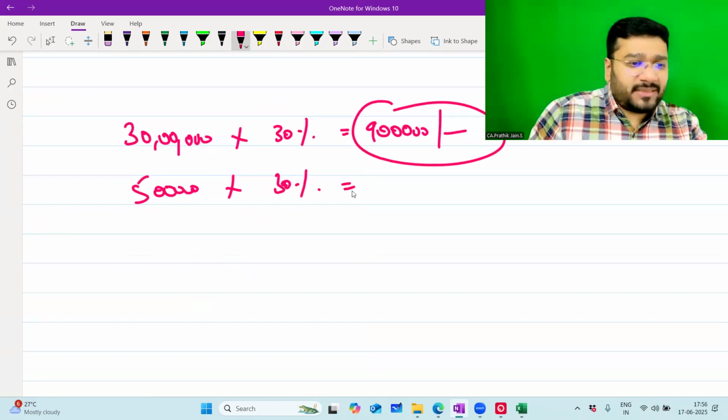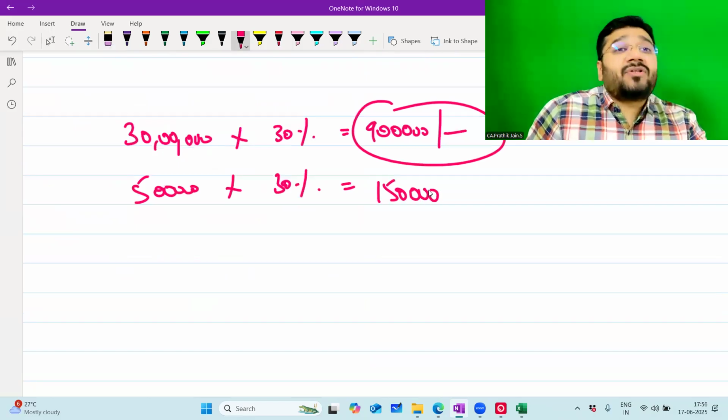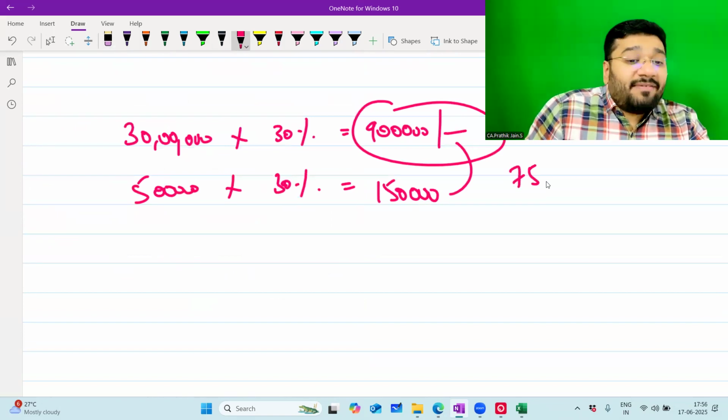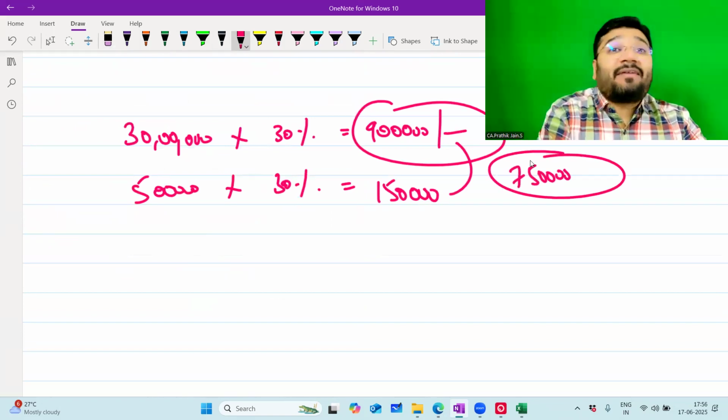This will be different, but still, how much are you saving? 1,50,000 you have to pay. How much is the difference amount that you're saving? 7,50,000 rupees you're saving.